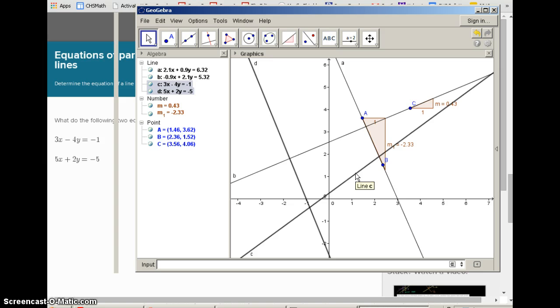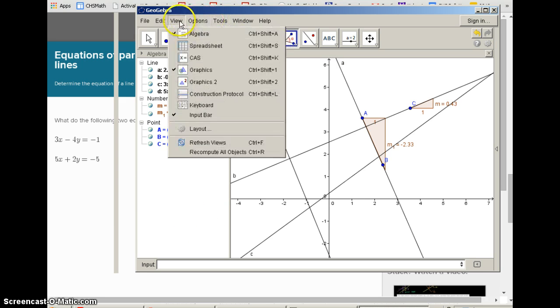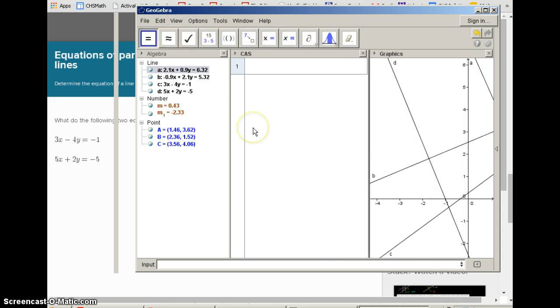This was the first one. That's the second one. They sure don't look to be parallel, and they don't look to be perpendicular either. Of course, I can measure the angles, but I'm not going to do that right now because we're out of time. So that can be done. I can also use my CAS tool here. Go to CAS, and I can solve each one of these. So I can do a solve.